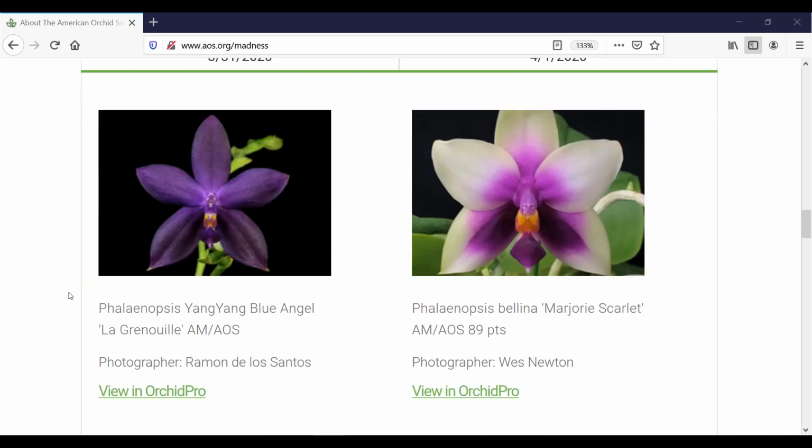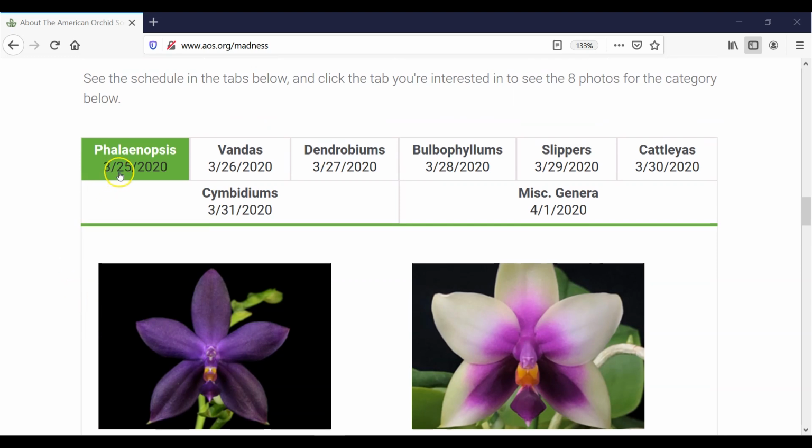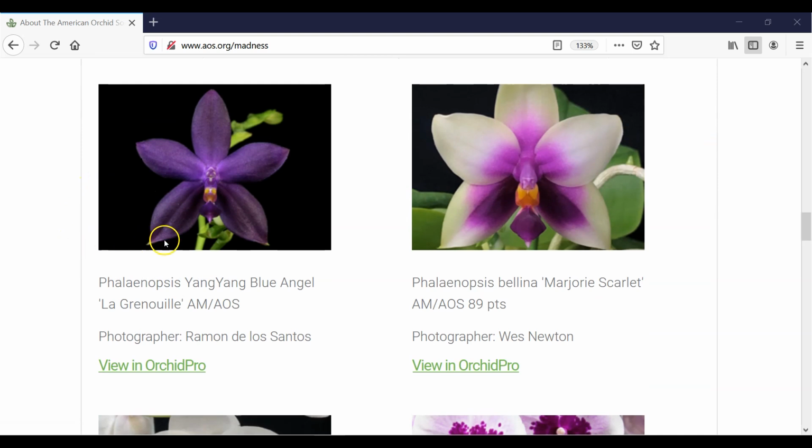So let's have a look at what we got. Today's day is it's February or March 25th, and we're looking at Phalaenopsis. Okay, so the first one, we're looking at Yin Yang Blue Angel here. I'm really digging this color. The shape is super nice. Yes, I like it. Phalaenopsis bellina.